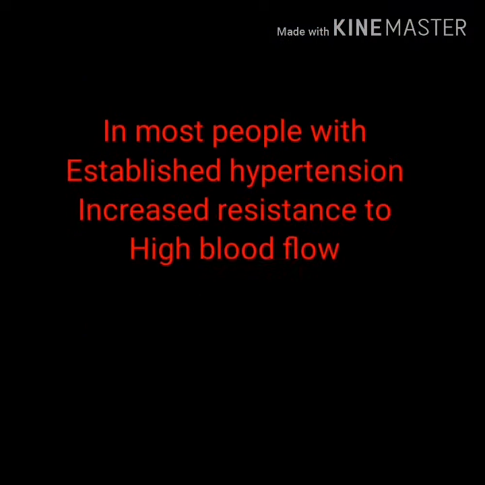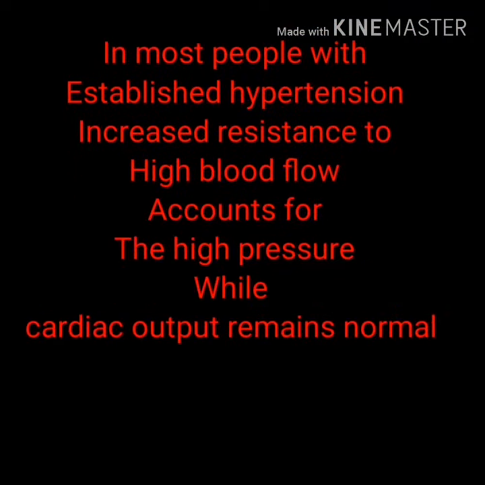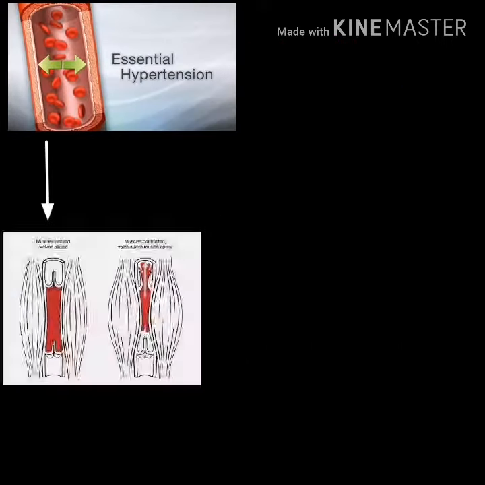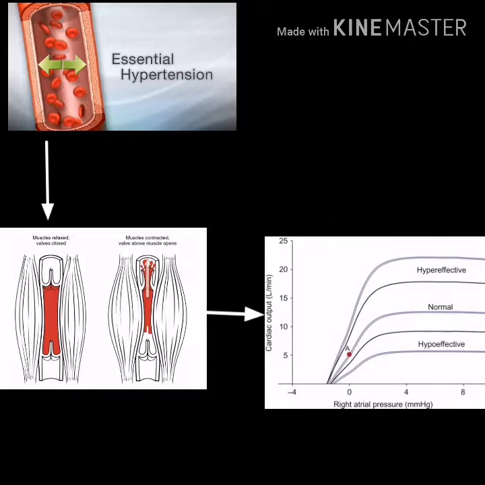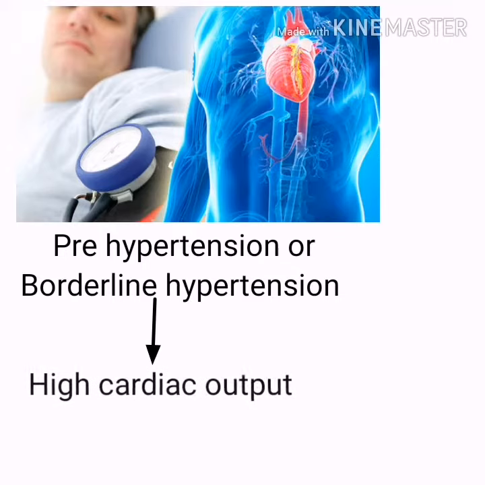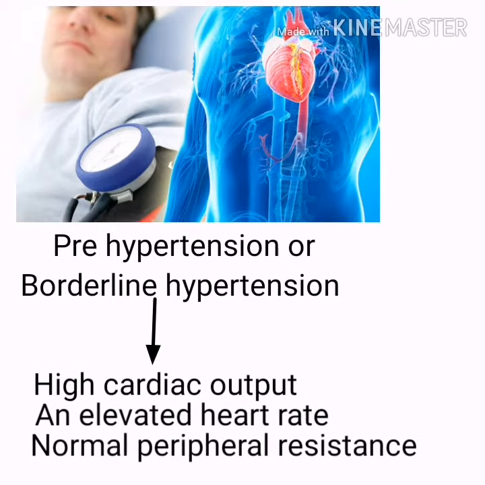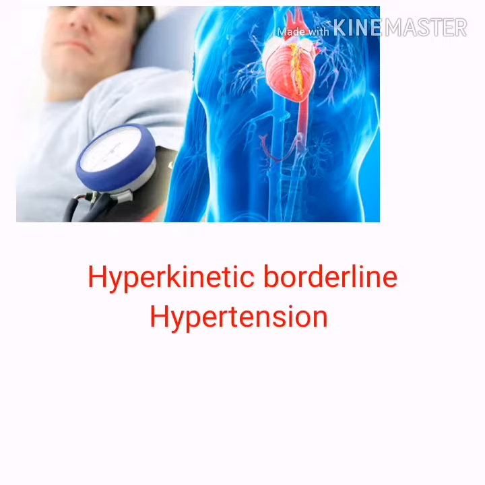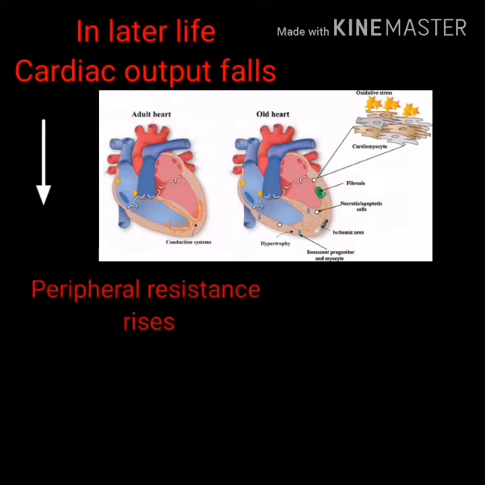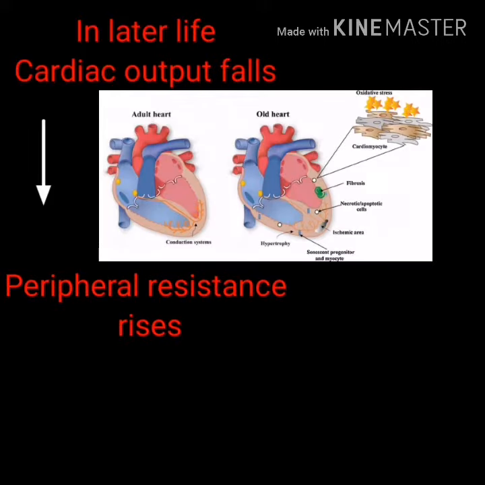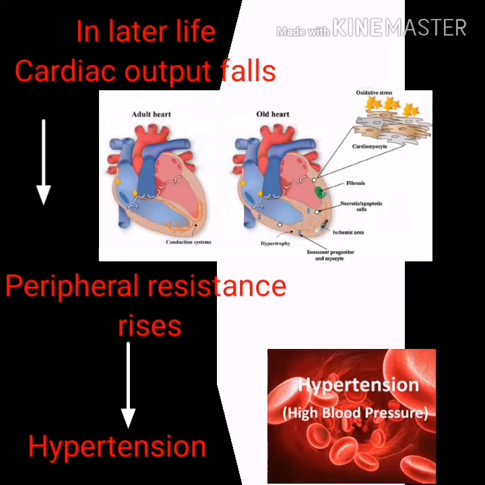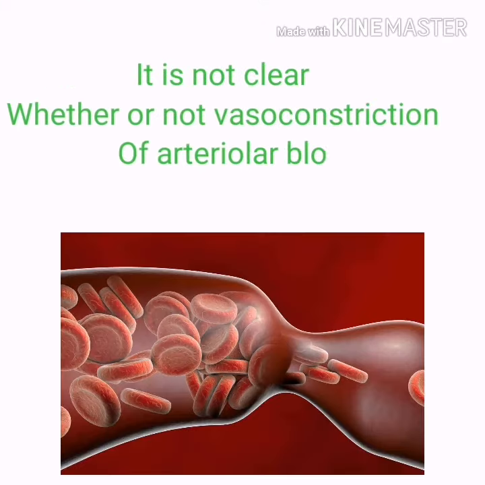In most people with established essential hypertension, increased resistance to blood flow accounts for the high pressure while cardiac output remains normal. People with pre-hypertension or borderline hypertension have high cardiac output, an elevated heart rate and normal peripheral resistance, which is termed hyperkinetic borderline hypertension. In later life, cardiac output falls and peripheral resistance rises with age, leading to development of essential hypertension.